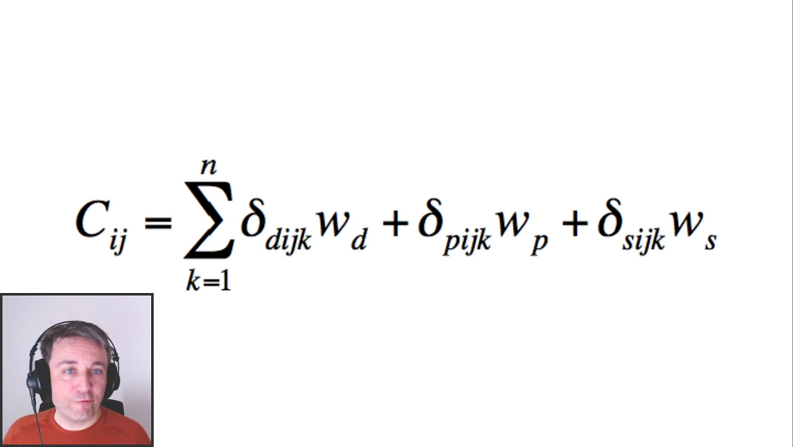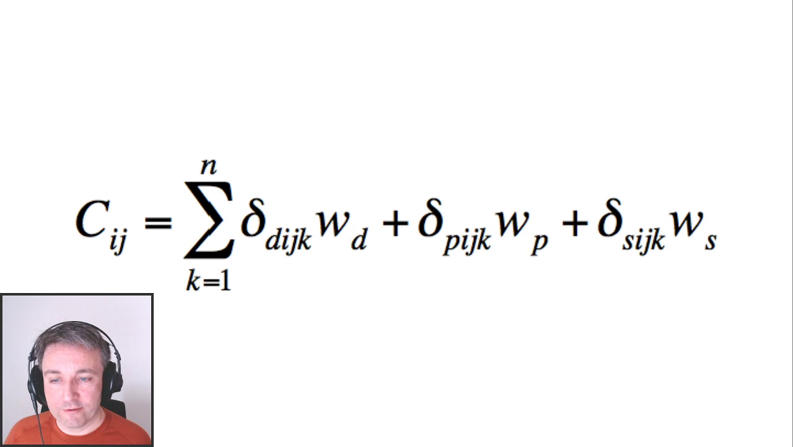The way the formula looks is like this. We have a weight for being mentioned in the same document, a weight for being in the same paragraph, a weight for being in the same sentence. And then for entities I and J, we calculate this weighted sum. K is a sum over all the documents. I, J are the two entities that we're trying to link to each other. And we're now saying, are they mentioned in the same document, same paragraph, same sentence for document K?